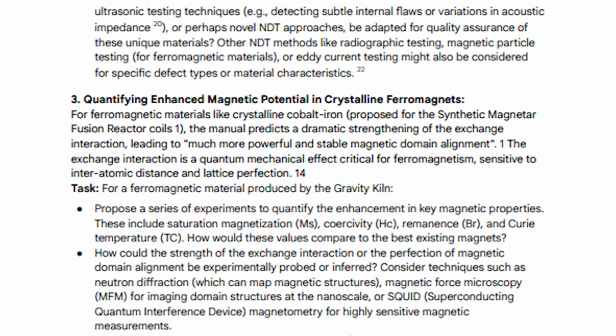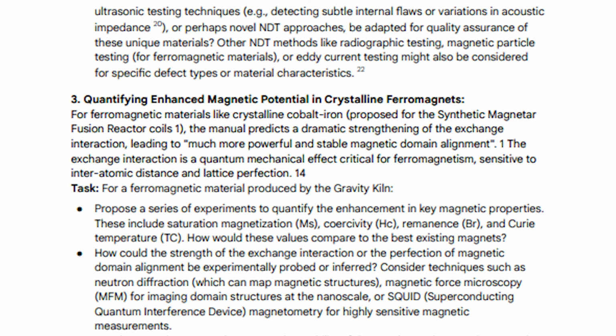Task: for a ferromagnetic material produced by the gravity kiln, propose a series of experiments to quantify the enhancement in key magnetic properties. These include saturation magnetization, MS, coercivity, HC, remanence, BR, and Curie temperature, TC. How would these values compare to the best existing magnets?